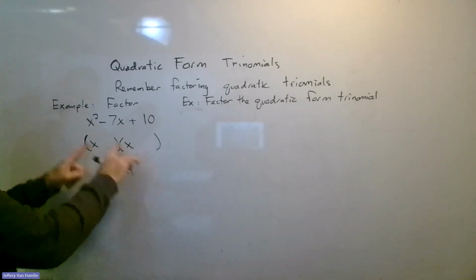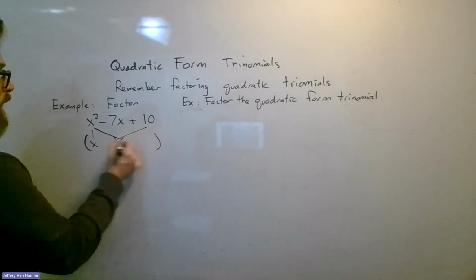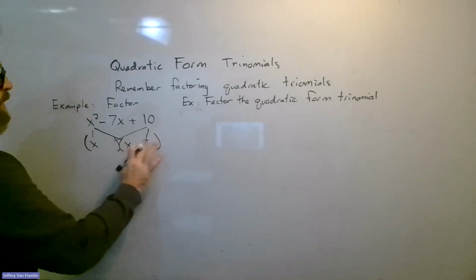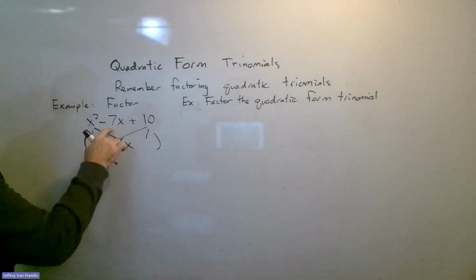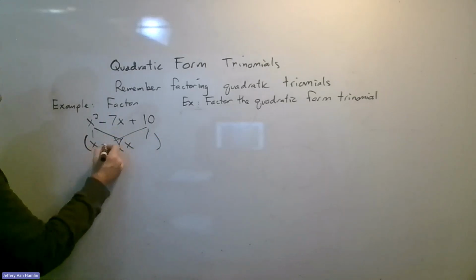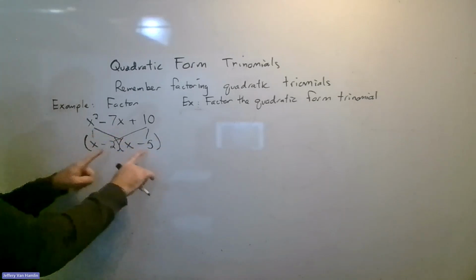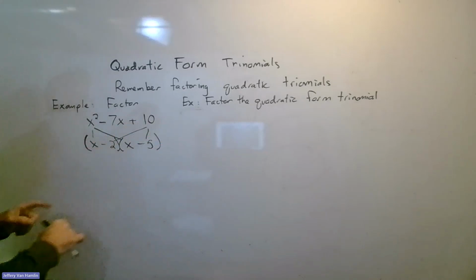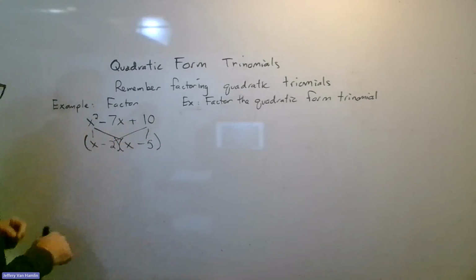So I know that x times x is going to give us x squared, and then these two numbers are going to have to multiply to 10. That's why we need two numbers that multiply to 10, and moreover, they have to add to become negative 7. So this is going to be minus 2 and this is going to be minus 5. You can see these multiply to x squared, these multiply to 10, and then when I do outside and inside, minus 5x minus 2x is going to be negative 7x.